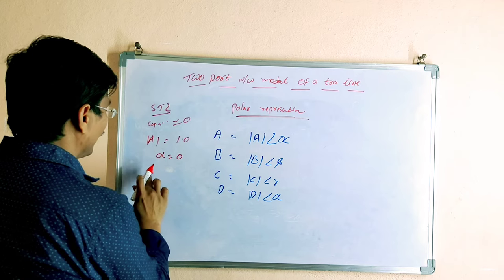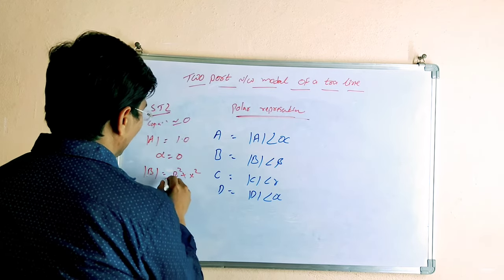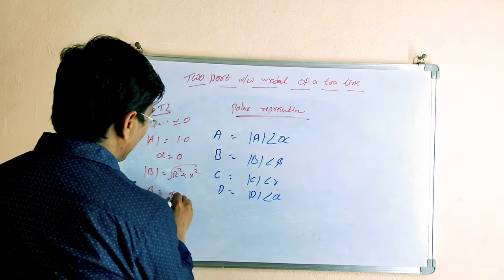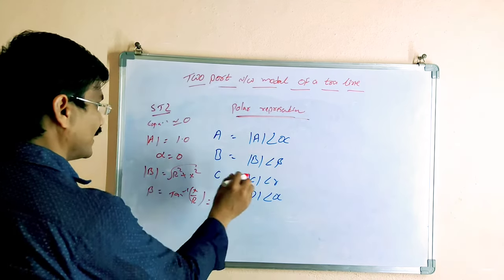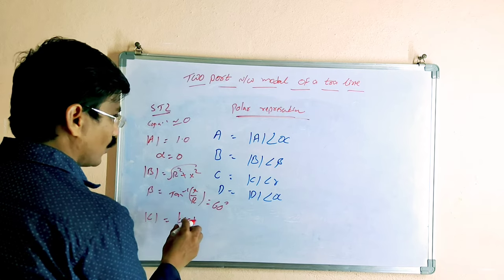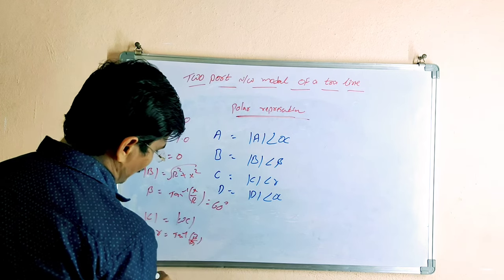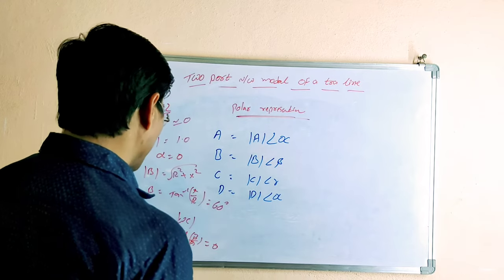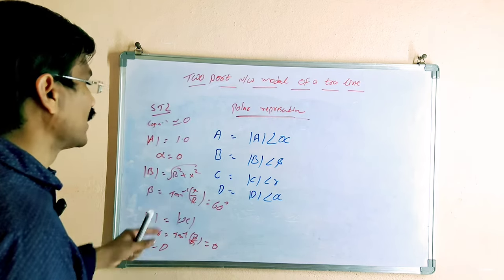Next, the modulus of B is equal to the square root of R squared plus X squared, and beta is equal to tan inverse of X by R, approximately 60 degrees. Next, the modulus of C is omega C, and gamma is tan inverse of B by G. Since the capacitance is 0, this angle is also 0. Finally, A is equal to D.